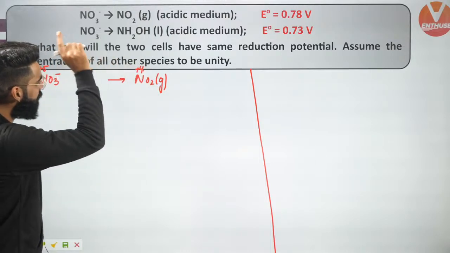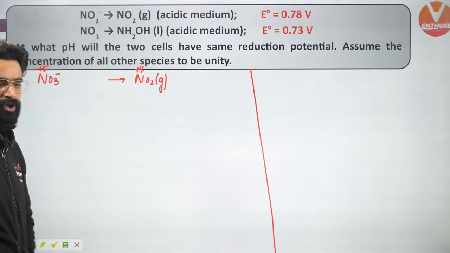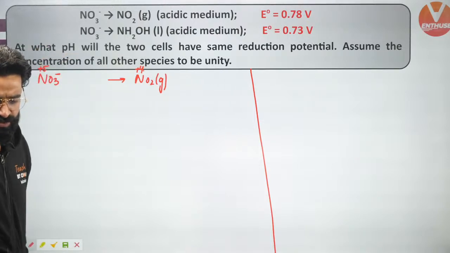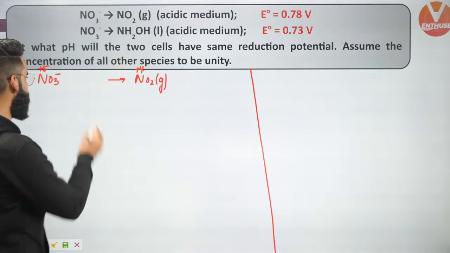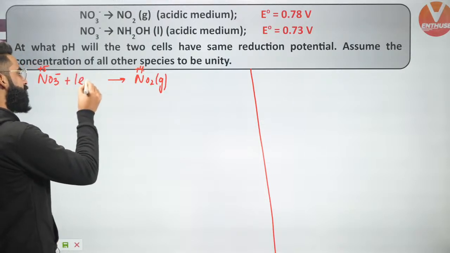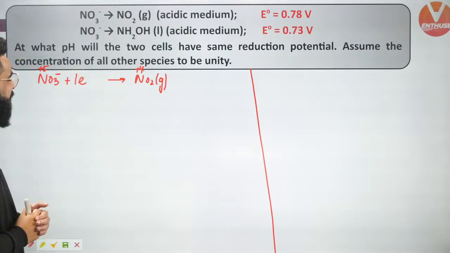Is it an increase in the oxidation state or a decrease? It is a decrease in the oxidation state. Decrease in the oxidation state is what we call reduction. Reduction means gain of electrons. So over here there is a gain of 1 electron. Yes. And the reaction is taking place in acidic medium.